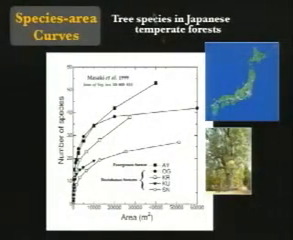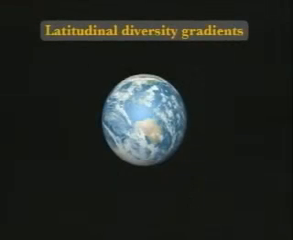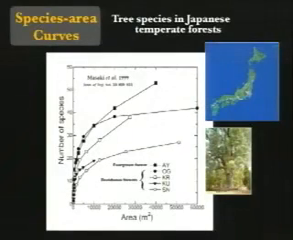Tree species in Japanese forests. Different forest types have different shaped curves, but they all fit a species area model, but the curves are of different shapes. Now this one's on an arithmetic scale here, thus not linear, but the same idea. I had more examples and they've disappeared.